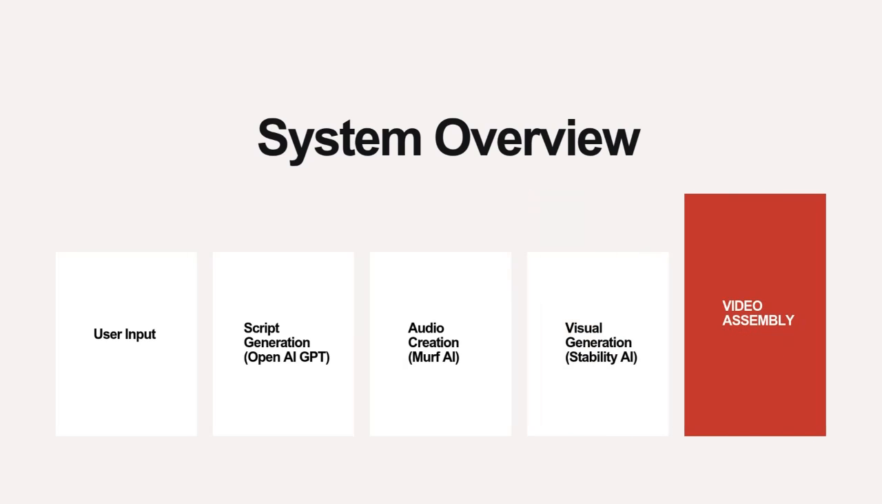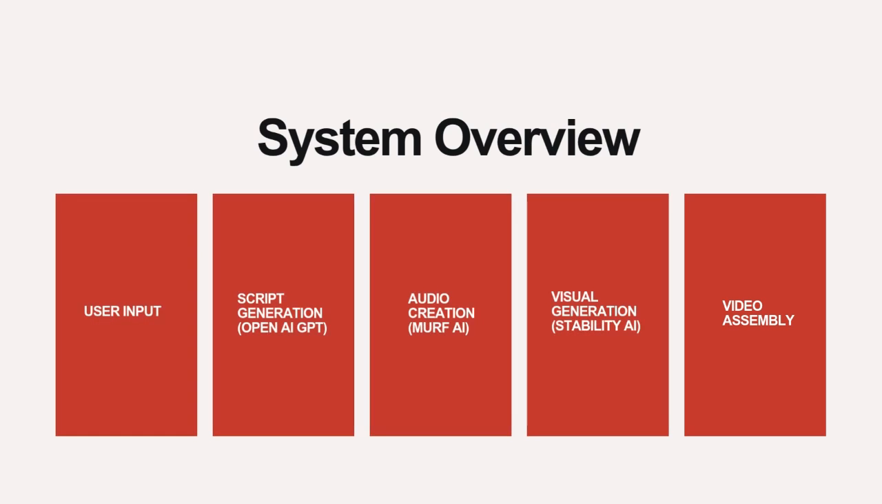Well, now we are at the last step. That's step 5, the assembly. The system stitches it all into a perfectly synced video. Each of the AI services has a defined role, like a digital writer, a voice actor, an artist, and a video editor, all working together.